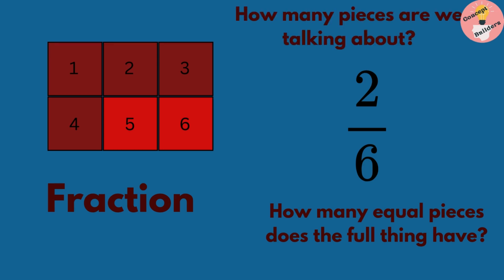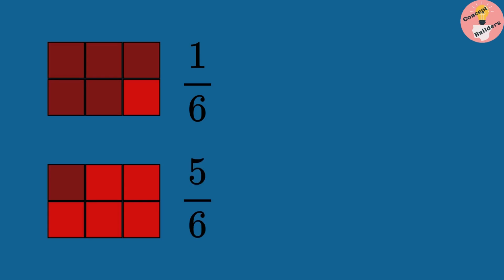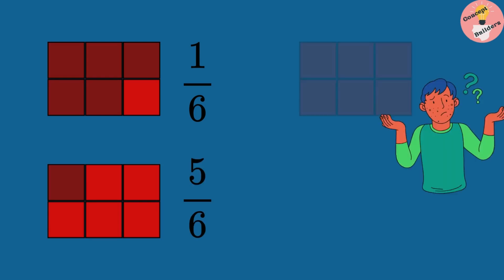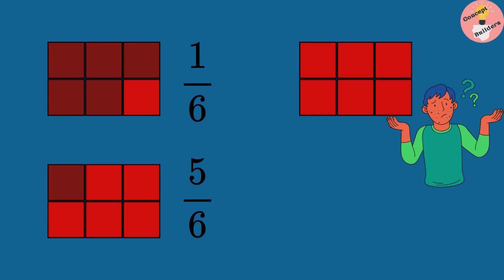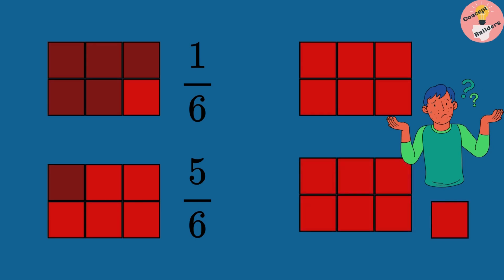Okay, teacher. So, if I break a rectangle into 6 pieces and take 1 piece, I am taking 1 by 6. If I take 5 pieces, I am taking 5 by 6. I get that. But what if I take all the 6 pieces? Or even more, like 7 pieces?